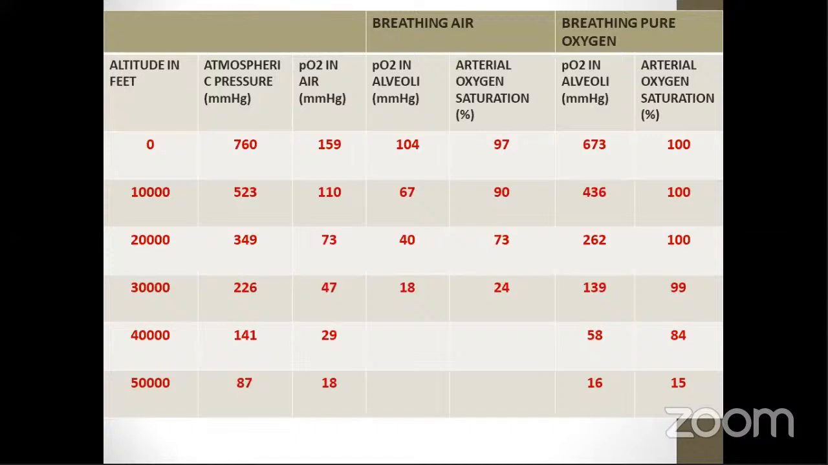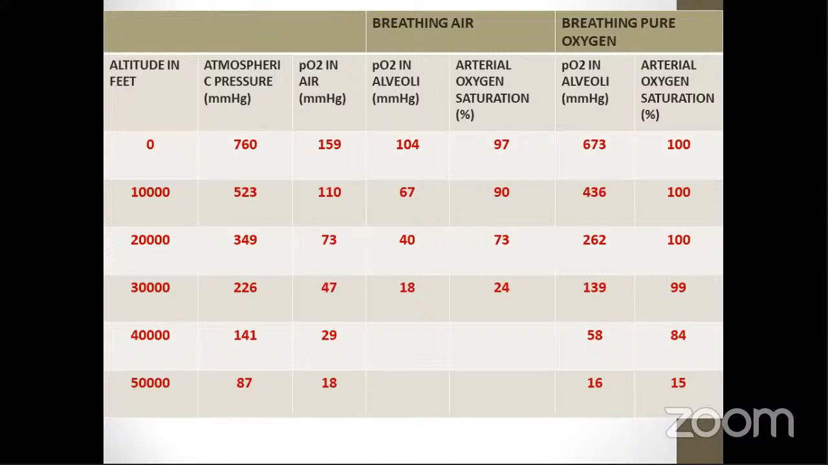When you breathe pure oxygen, or 100% oxygen is given to the subject ascending to high altitude, you can maintain the alveolar partial pressure of oxygen up to 30,000 or 39,000 feet. But beyond 40,000 feet, the person will be exposed to severe hypoxia even when given oxygen. Even when he is given oxygen beyond 40,000 feet, hypoxia will endanger life.